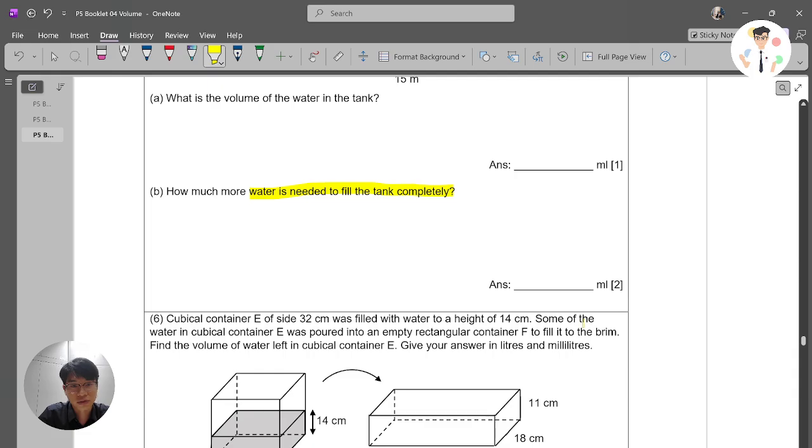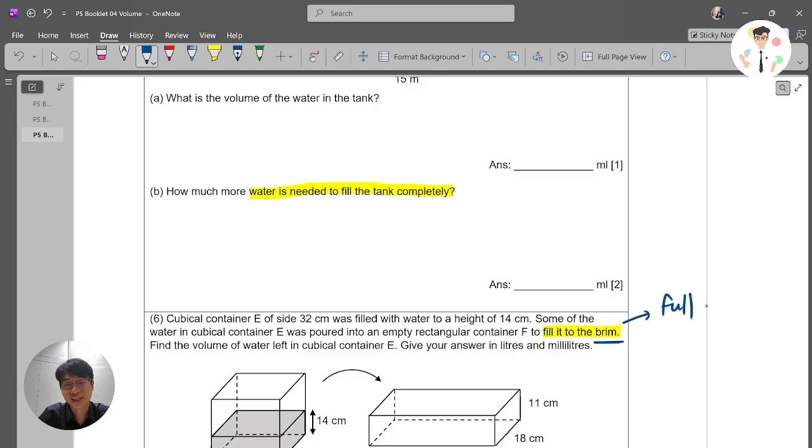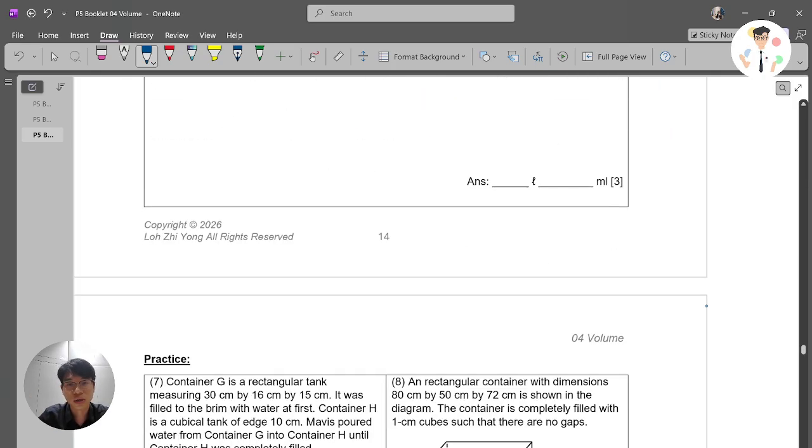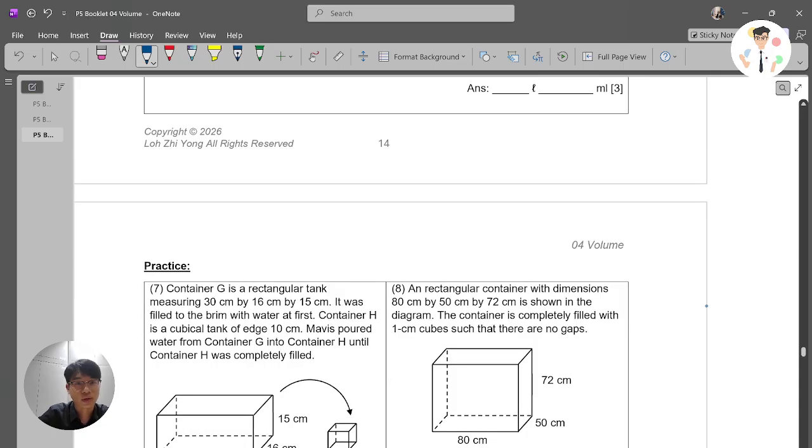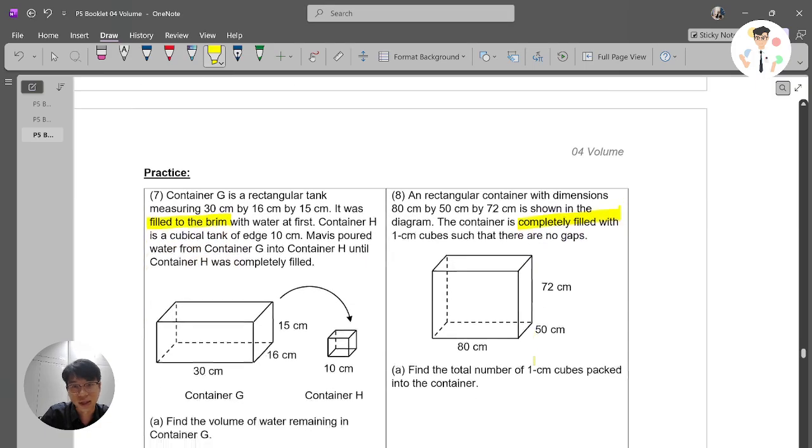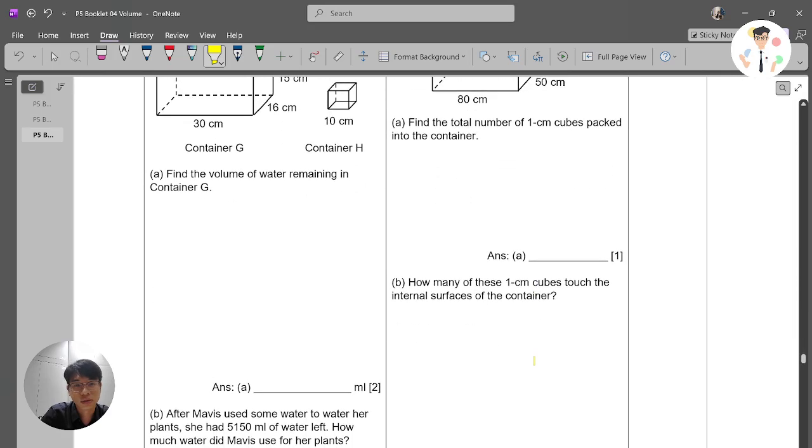This is the word I like to mention. If you see the words fill it to the brim, what does it mean? Brim actually means full. If you see the word brim, it means that it will be filled to full. So you can see again the words fill to the brim repeating here, and completely fill. This is not about water, but yeah.